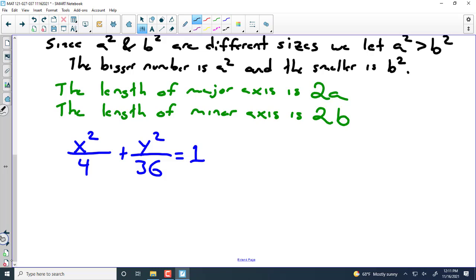So for this particular one, when I draw my graph, I have to take the square roots of those numbers. The square root of 4 is 2, and the square root of 36 is 6. That tells me how many units to move in each direction. Left and right? 2. Up and down? 6. And I get my ellipse just like that.